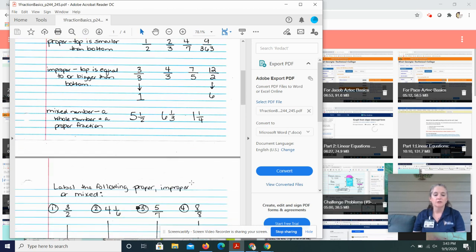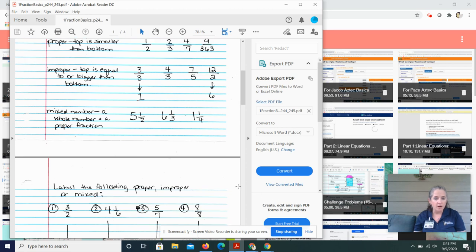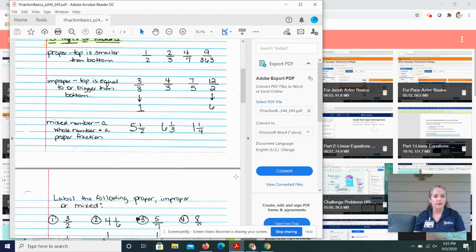So I want y'all to look at these 4 that I've done right here, just after talking about that. And I'm going to pause this video for a moment, and I want y'all to see if you can figure out what those are. Let's see if we can get the definition of proper in there. There we go. So just label them proper, improper, and mixed number. I'm pausing it.